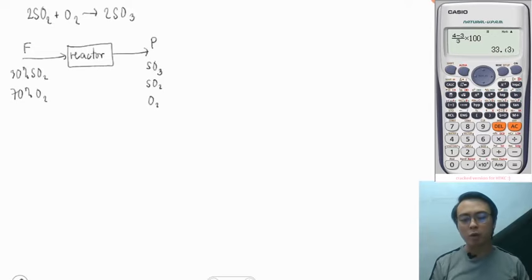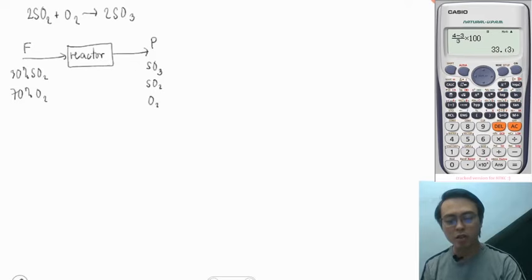Your feed to the process is 30% SO2 and 70% O2. Now, since these are all gases, we are going to be using percents by mole. The product is represented as having SO3 because that is our main product. It also has SO2 and O2 because the given conversion is 0.65. So let me just write it here.